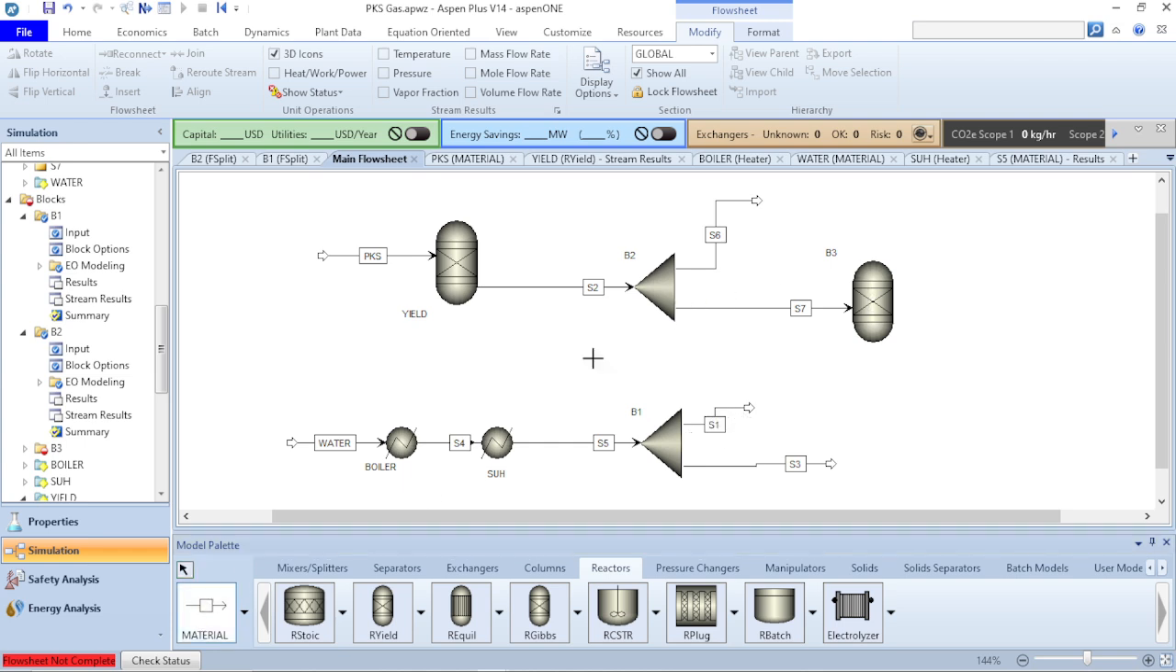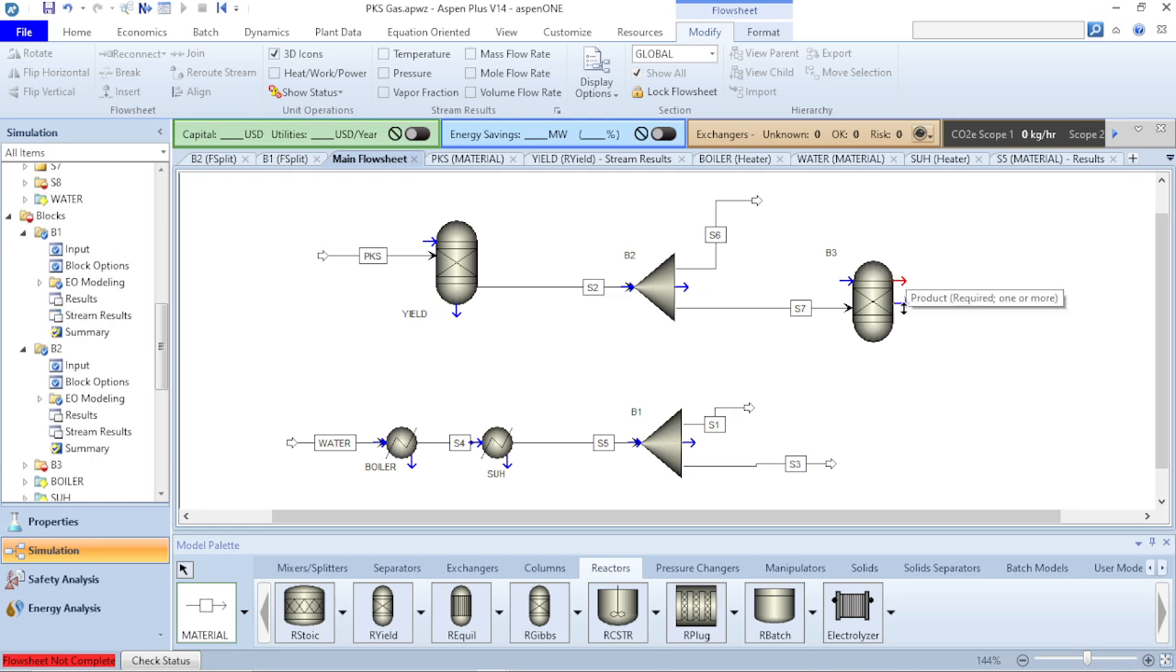Then we need our products. Remember, we have to remove ash from this, but we can send everything though. Let's do this: just have one product. All right, one product coming out. Let's check.